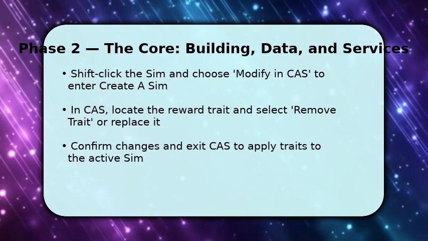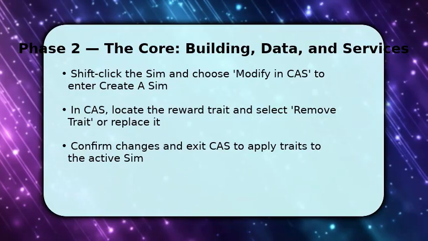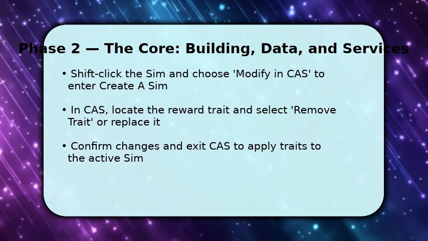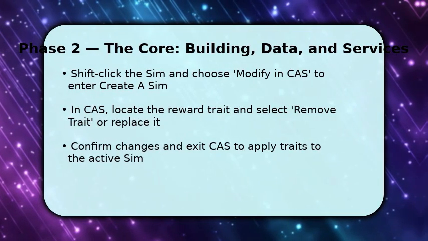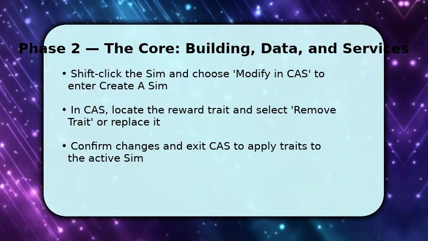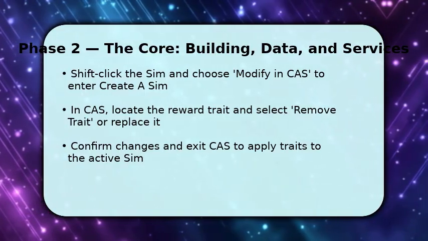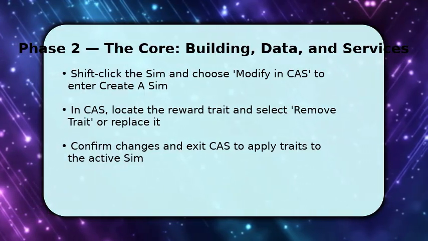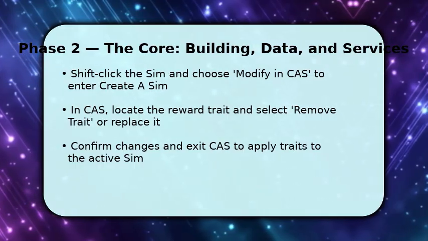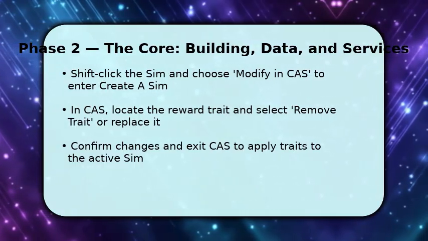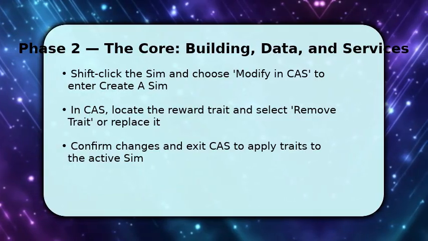Now you modify the sim inside Create a Sim. This is the core step. Once in CAS, navigate directly to the Traits panel. Don't mess with unrelated sliders. Make sure you find the specific reward trait and remove it or replace it with a standard trait from the catalog. After choosing replacements, finalize the sim and confirm changes.